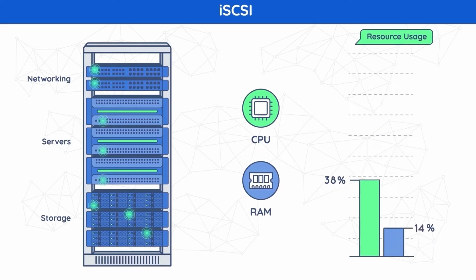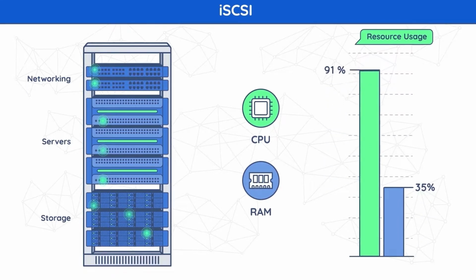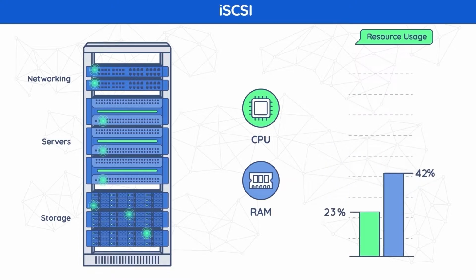Since iSCSI works over TCP/IP, it's a CPU-intensive protocol. However, with the RDMA implementation on iSCSI in the form of iSER, which stands for iSCSI Extensions for RDMA, iSCSI is capable of directly accessing the initiator or target without involving the default TCP/IP stack, thus lowering the CPU load and becoming a good option for high workload environments.